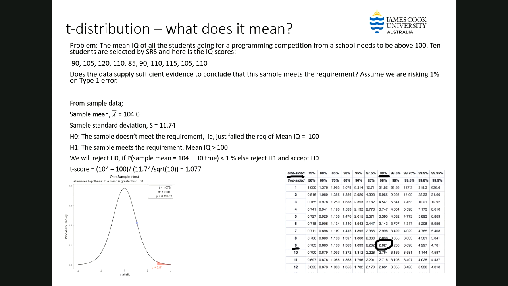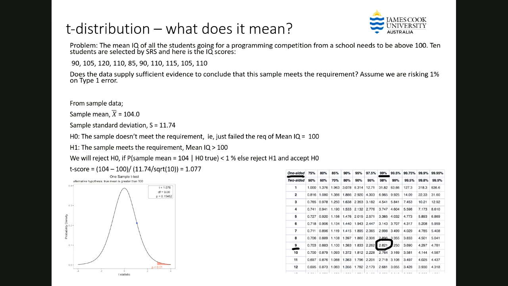But how can we quantify it, how can we mathematically represent it? If we say it just failed the requirement, the mean IQ is equal to 100, because it's asking for above 100. So if the mean IQ is just equal to 100, then it's failed, right? Our requirement doesn't meet.